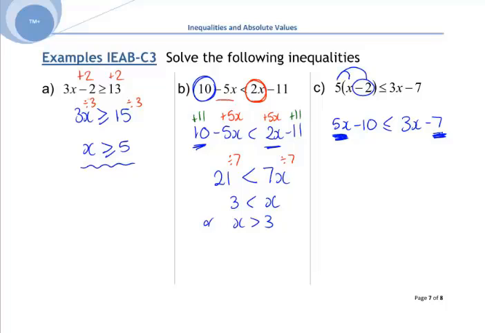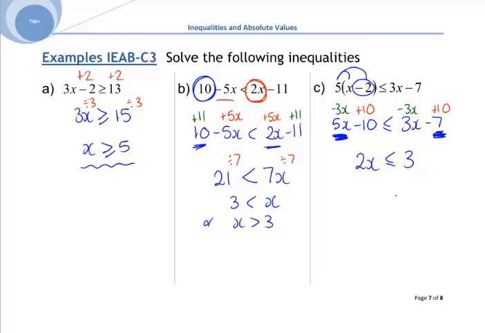So that means my constants are going to be going to that side. Okay, so I need to get rid of this minus 10, so I add 10 to both sides. I need to get rid of the 3x, so I'm going to minus 3x from both sides. So 5x minus 3x is 2x. It's less than or equal to negative 7 plus 10 is 3.